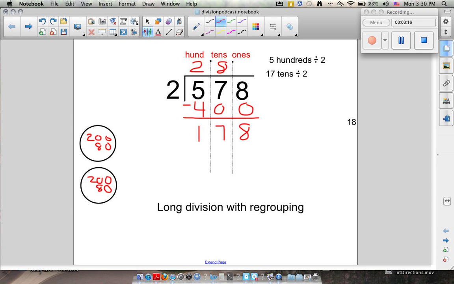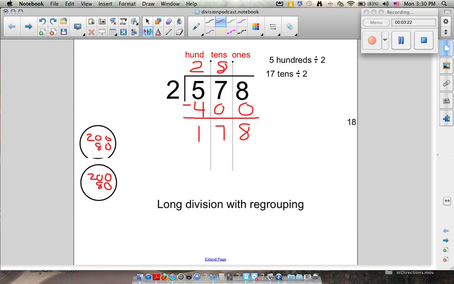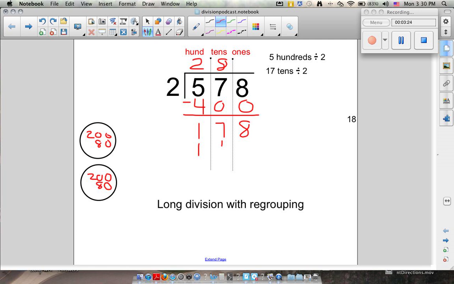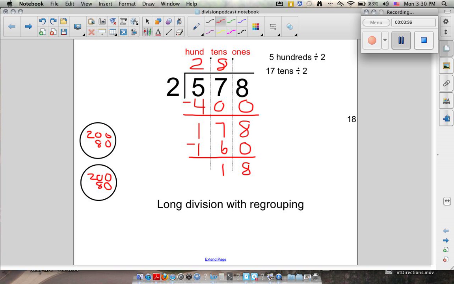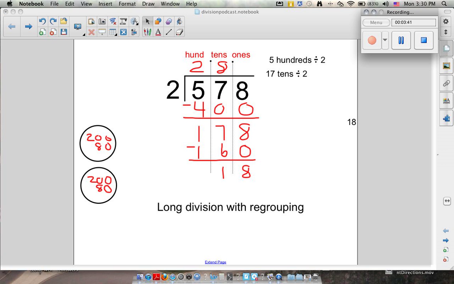So to figure out how many more cupcakes we have placed on the trays, we want to take this 8, which is worth 80, and multiply it by the 2. 8 tens times 2 is 16 tens, or 160. We then subtract the 160 cupcakes that we have placed on the trays, and we know that we have 18 cupcakes left. The final step is to take these 18 cupcakes that are left and to split them into 2 equal groups.